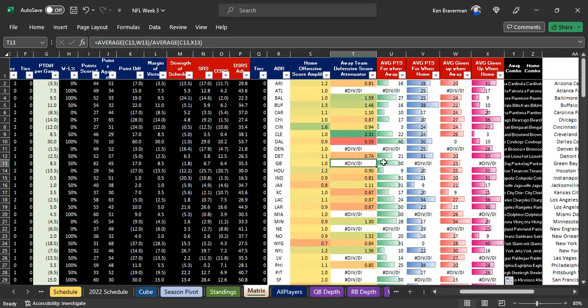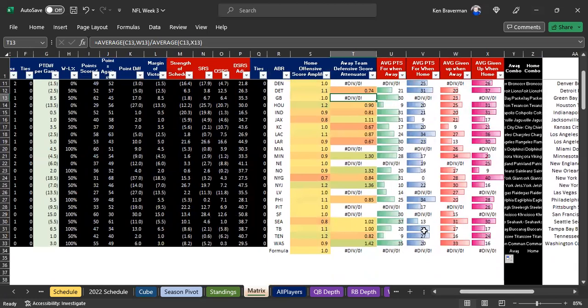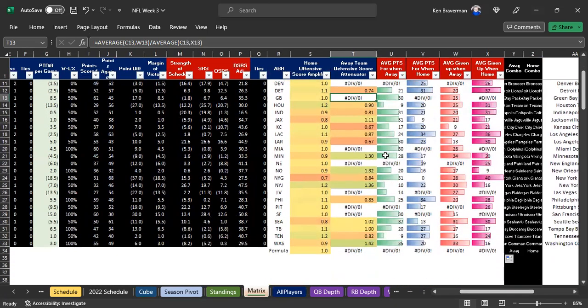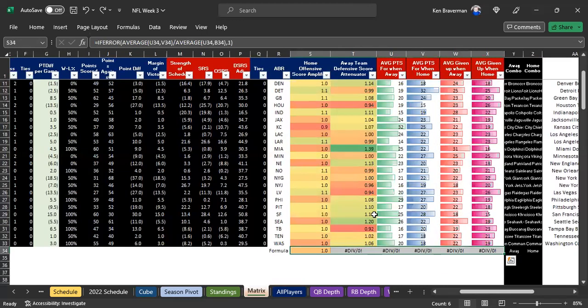Yes. Does Green Bay play a game at home? Yes, they do, or something. I don't know. Well, all this stuff should fill itself in. The problem is, it doesn't work right now. So guess what? This doesn't work yet. I have to still use something like last year.